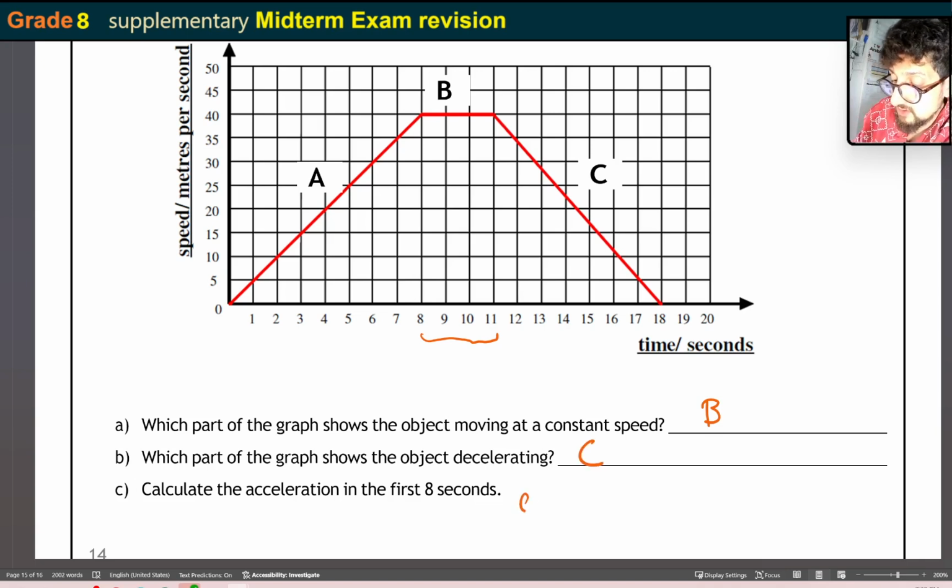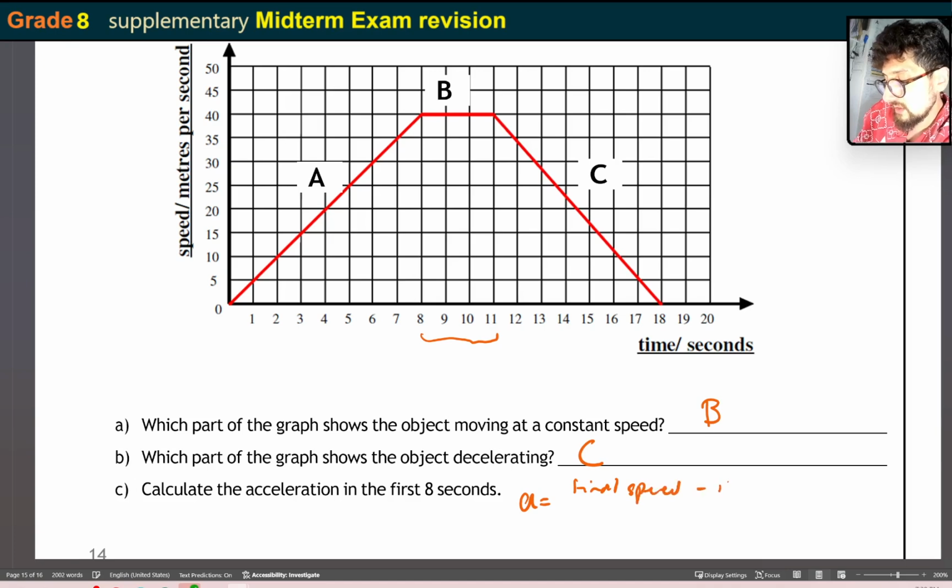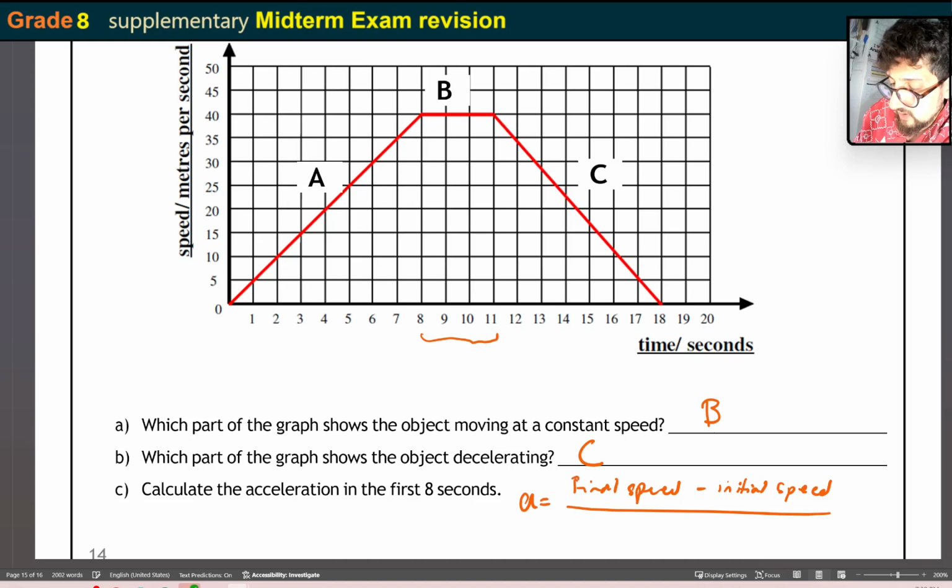So acceleration is going to be final speed minus initial speed all over time. Okay, that's what the acceleration is.